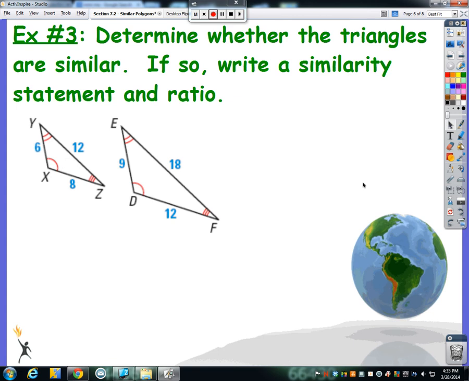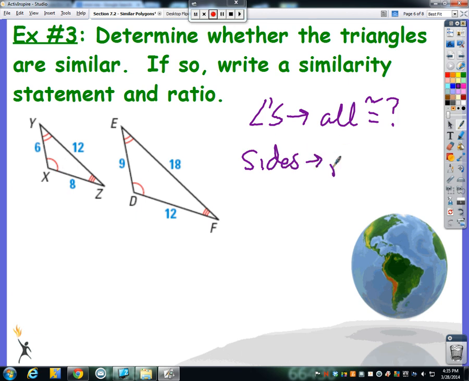3 says determine whether these triangles are similar. If so, write a similarity statement and the ratio. So, 2 things I need to check. In terms of angles, are they all, wrong symbol, are they all congruent? And sides, I need to check, are they all proportional? Okay, so those are the 2 things I'm going to have to do.